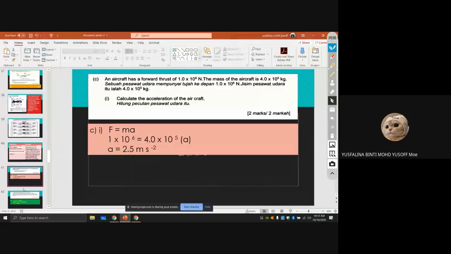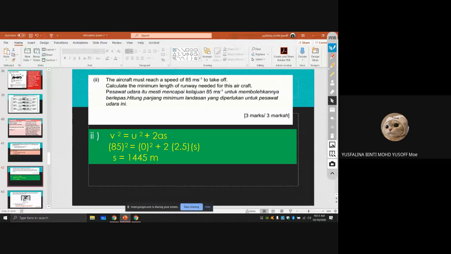For the next question, calculation questions usually have 5 marks, and it's question number 11 or number 12. The aircraft must reach a speed of 85 m s negative 1 to take off. Calculate the minimum length of the runway needed for this aircraft.